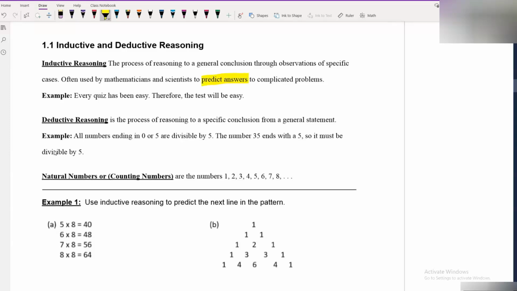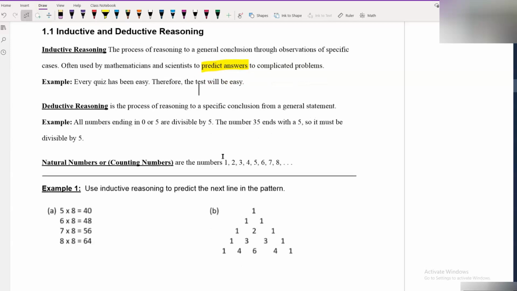Here we have an example for this one. The example is every quiz has been easy. Based on what we have been given, we may conclude that our test will be easy. So that is inductive reasoning. Our general conclusion is our test is easy, based on what was given, that every quiz was easy.